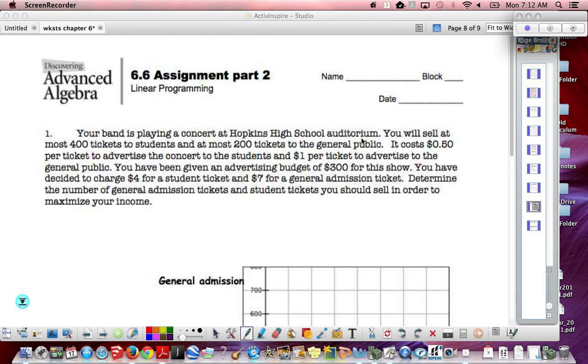Okay, let's take a look at your 6.6 part 2 assignment here. We're continuing on with our linear programming problem. So again, let's read the problem, define our variables, objective function, and continue the process of solving the problem.